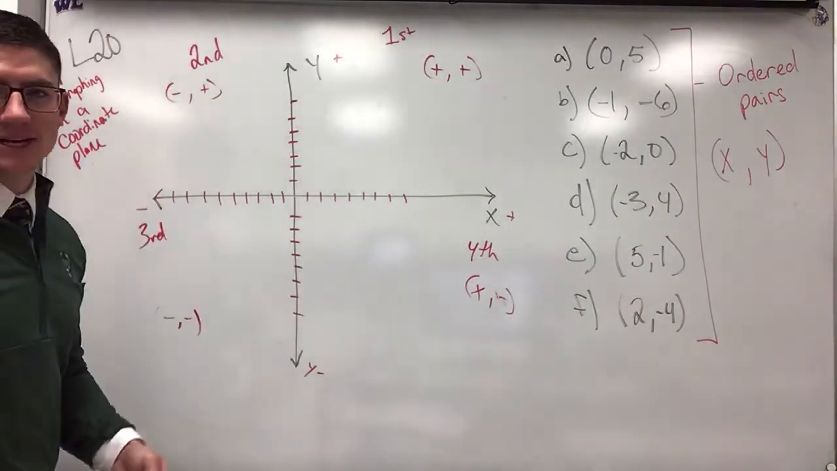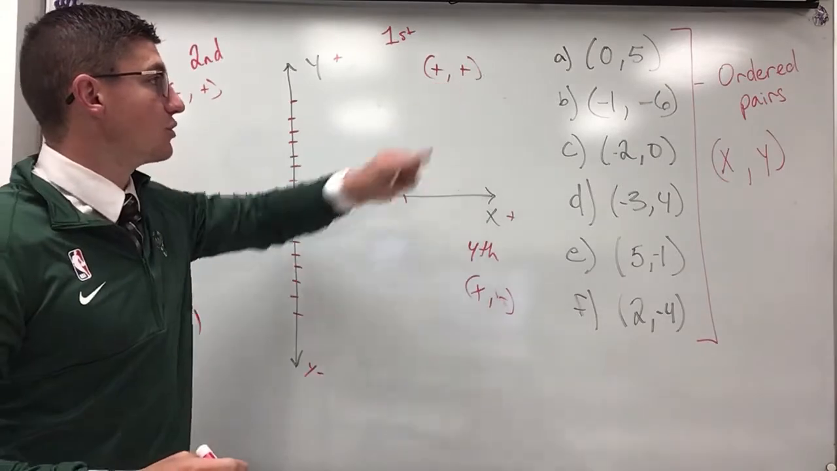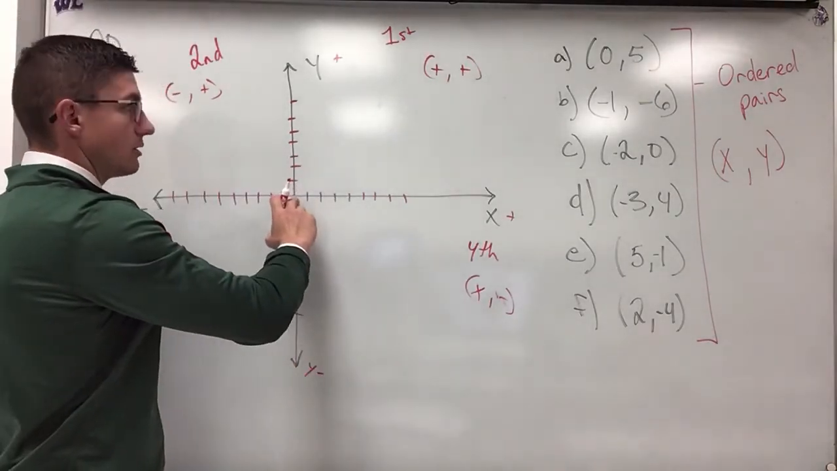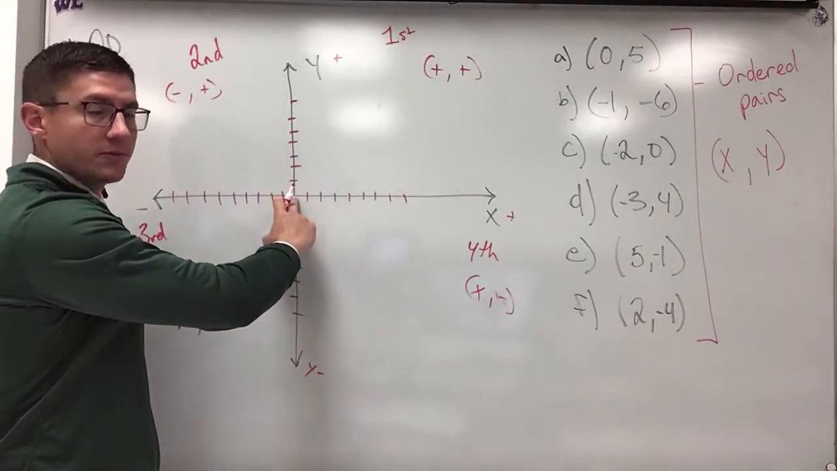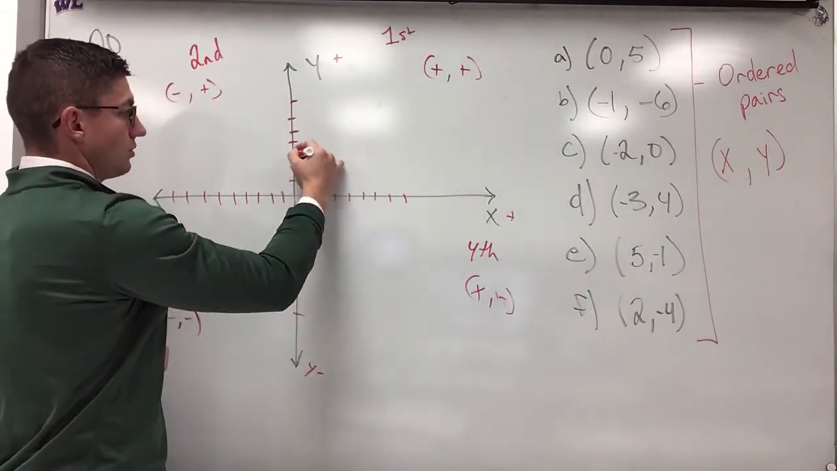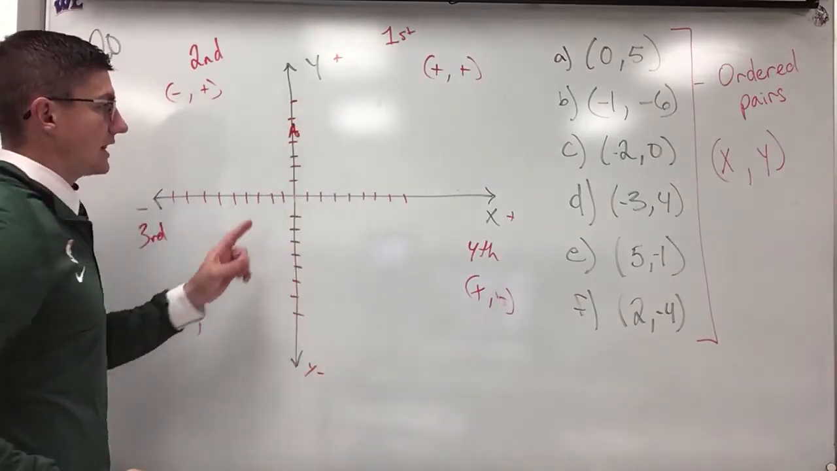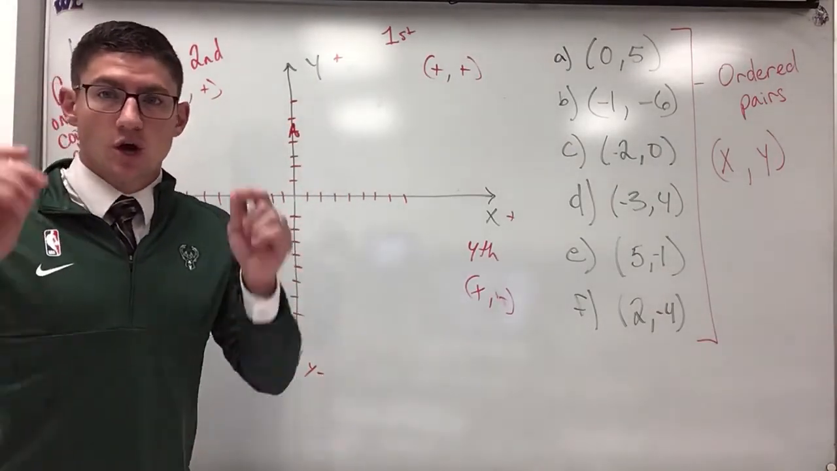In your practice problems, it asks you to graph those points. Let's do that together. The first one, A, is 0, 5. I would start here at 0. I'm not going anywhere because it says 0. And then the 5 is my y value, so I go up 5. 1, 2, 3, 4, 5. Here's where I would have point A. I'm just going to label it with the letter so you can see where those would show up.